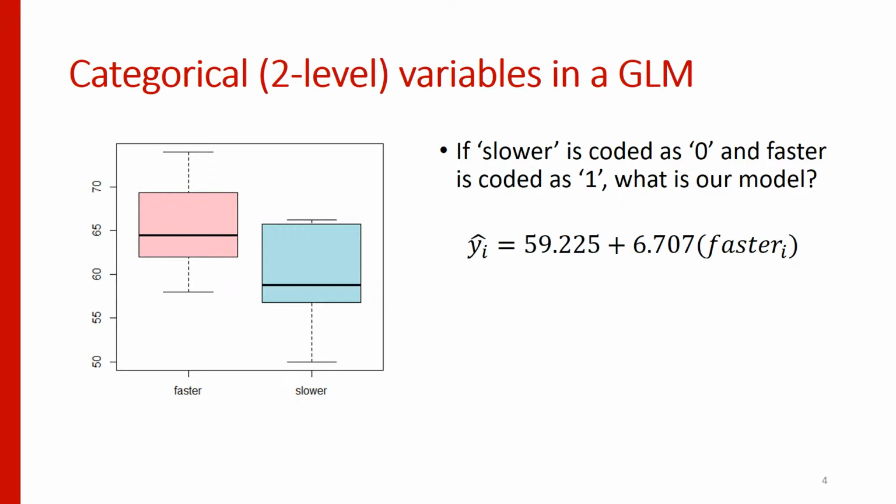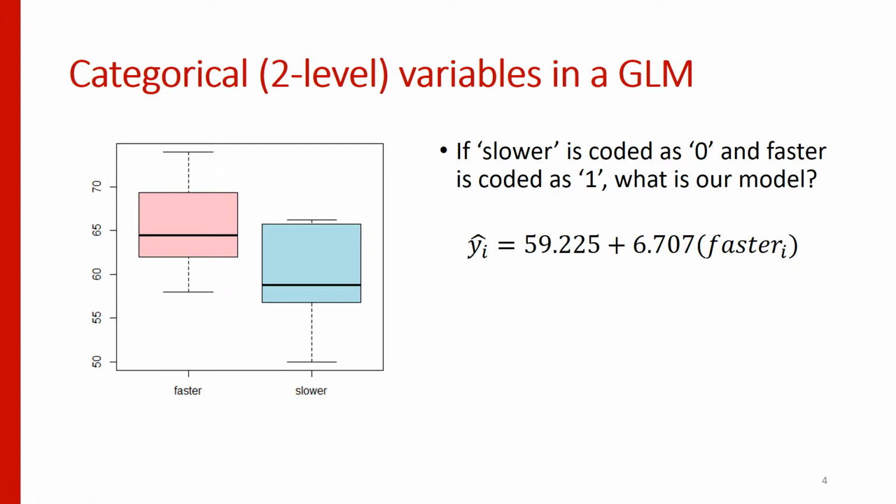If we plot these data in a slightly different format, now we're using box and whisker plots to represent the distribution of the people in the faster group and the people in the slower group. You can see that the faster group generally has higher VO2 maxes than the slower group, but there is some overlap between these two different distributions. We can still use a general linear model to draw a line through these data points, and we know that that line is going to hit the mean of the faster group and the mean of the slower group.